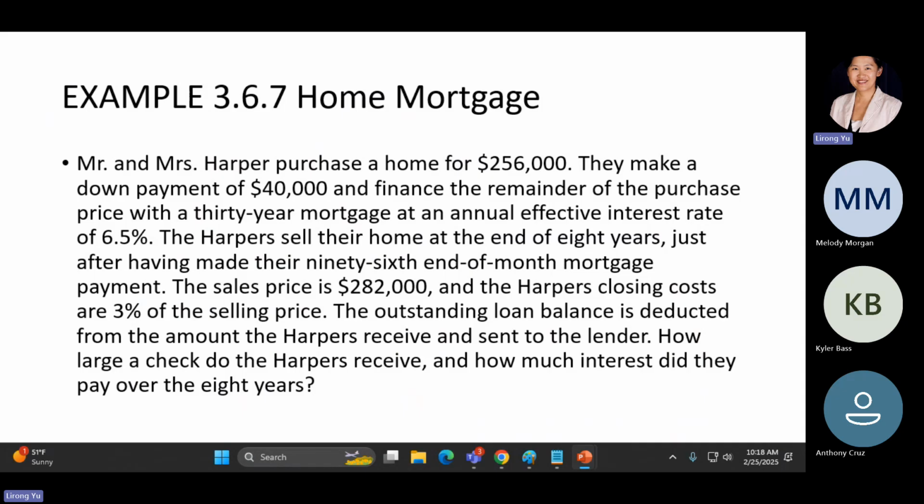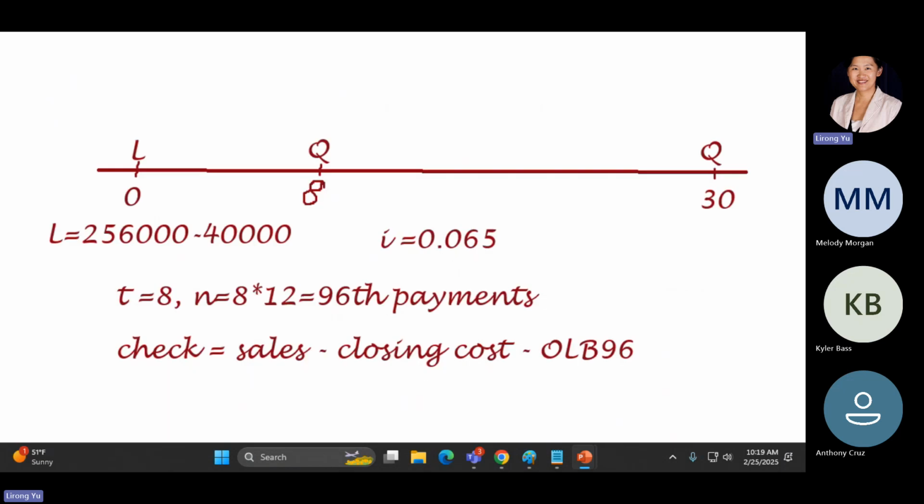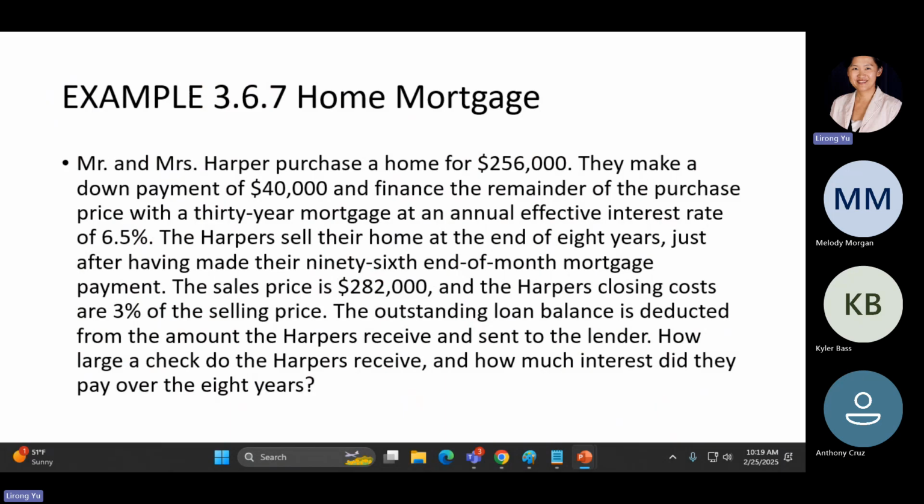How large a check do the Hoppers receive, and how much interest did they pay over the 8 years? So the calculation is obviously the check will equal the sales price minus the closing cost minus the outstanding balance, right? So if you want to know how much money they receive, you have to find out the outstanding balance. So here, let's analyze on the timeline from 0 to 30 years. Their annual interest rate is 0.065. According to the question, the I is a 6.5% annual interest rate, and they are paying per month.